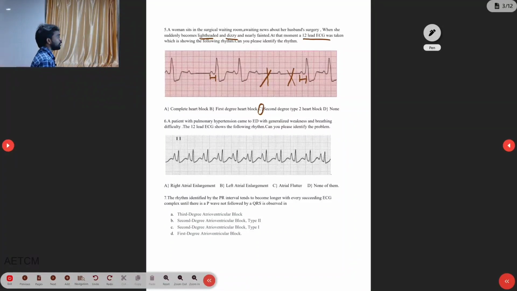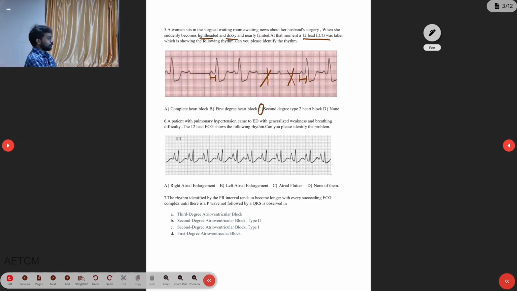Now we will move on to the sixth question. A patient with pulmonary hypertension came to ED with generalized weakness and breathing difficulty. The 12-lead ECG shows the following rhythm. Can you please identify this rhythm? This is the sixth question, and the options are: option A is right atrial enlargement, option B is left atrial enlargement, option C is atrial flutter, option D is none of them.